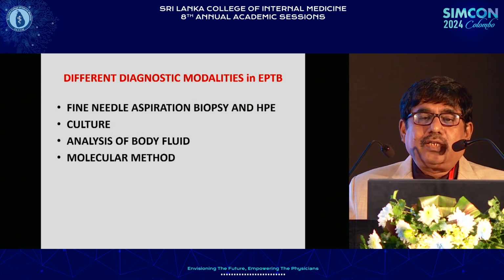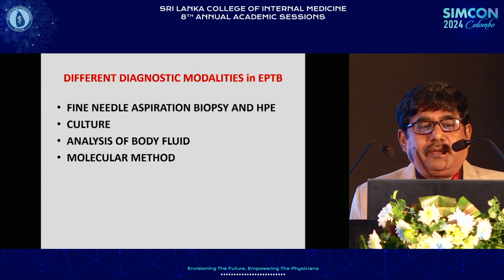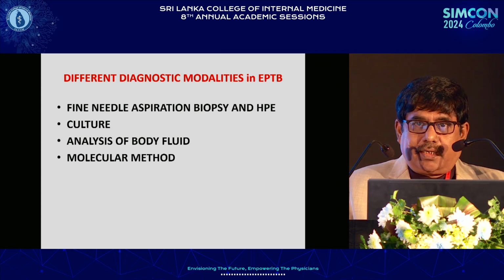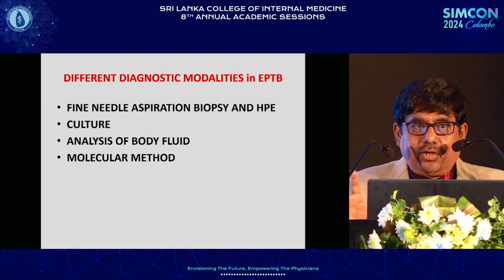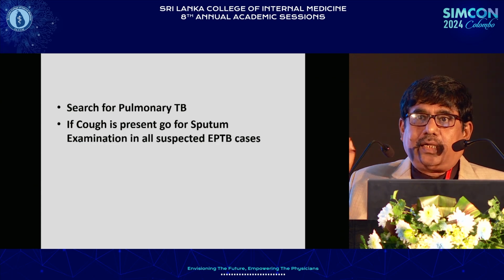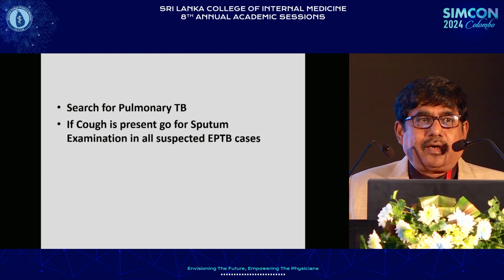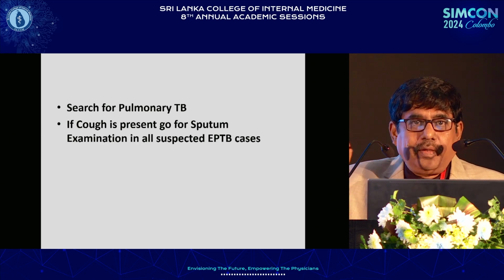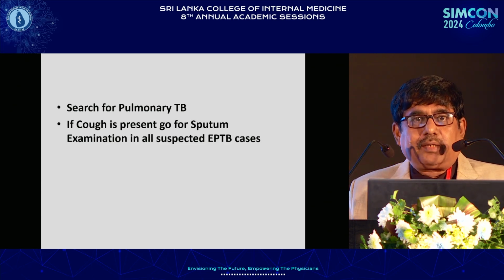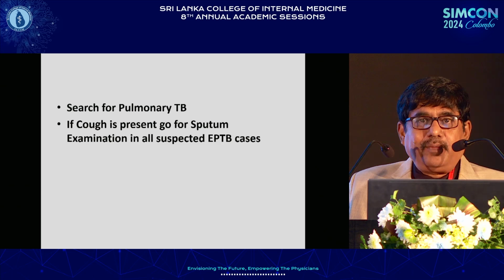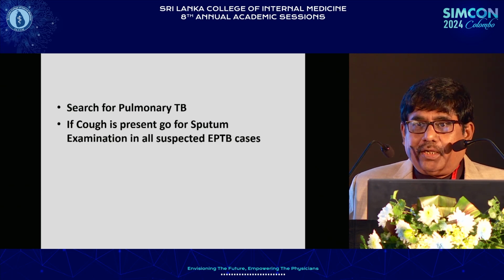So what diagnostic modalities do we use? One is FNAC, one is culture, analysis of body fluid, and different molecular techniques. These are the four mainstay diagnostic modalities to establish the disease. But remember, even if a patient has come with suspected abdominal tuberculosis, CNS, skeletal, whatever may be, always ask whether the patient has a cough. If the patient has a cough, even if your primary diagnosis is extrapulmonary tuberculosis, maybe skeletal tuberculosis, send sputum for AFB staining. If positivity comes, your diagnosis is very easy.